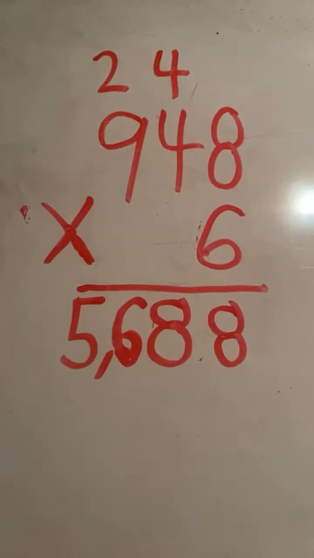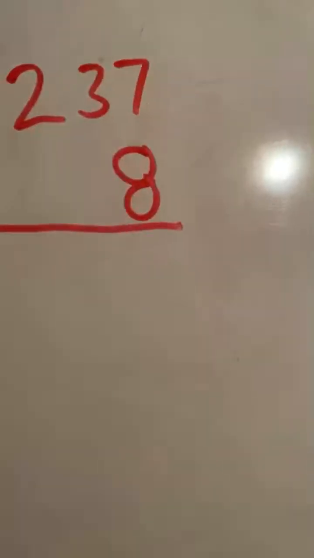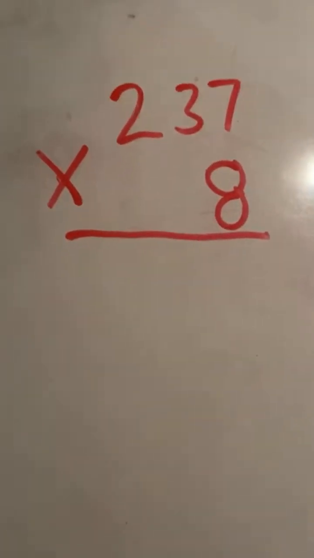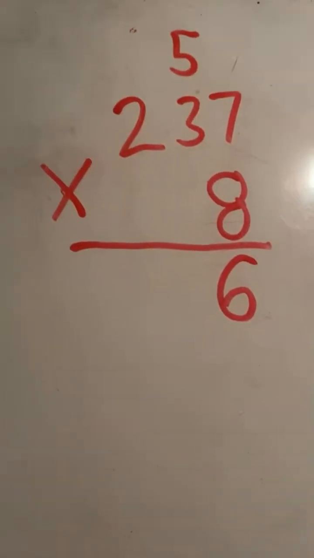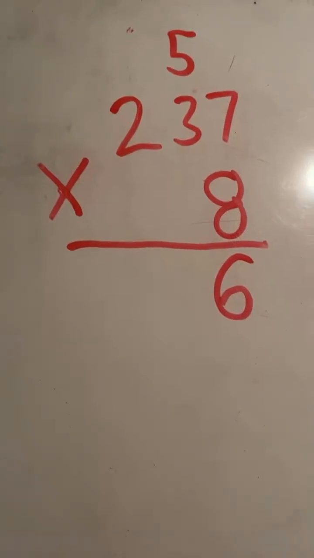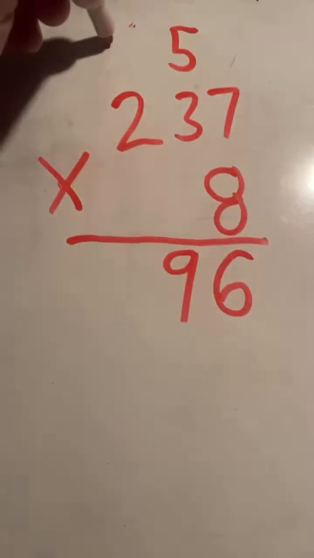All right, stay tuned for what is perhaps the final example of the video. 237 times 8. 8 times 7 equals 56. 6, carry the 5. 3 times 8 equals 24. Plus 5 equals 29. 9, carry the 2.